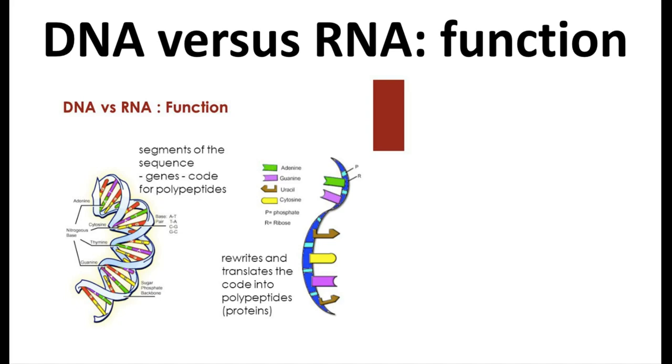Then our last slide, just looking at function differences between DNA and RNA. DNA, it's going to carry the gene, it's going to carry the code for the polypeptide, so it carries all of our genetic information. Whereas the RNA, it's going to rewrite, it's going to translate that message from the DNA so the ribosome knows how to use it, and the RNA is going to in turn make that protein. So that's it for DNA versus RNA. On our next videos, we'll be looking at protein synthesis, which is called transcription and translation.